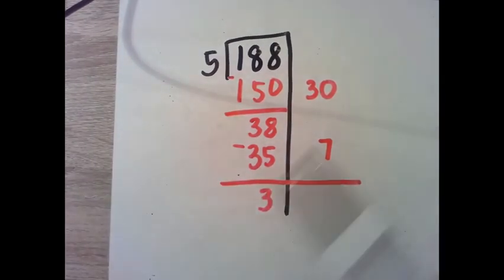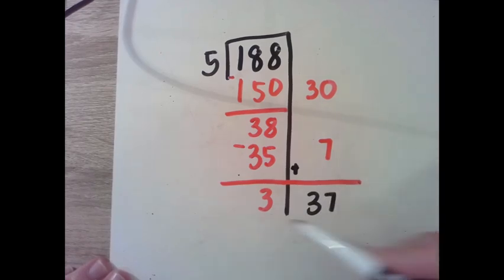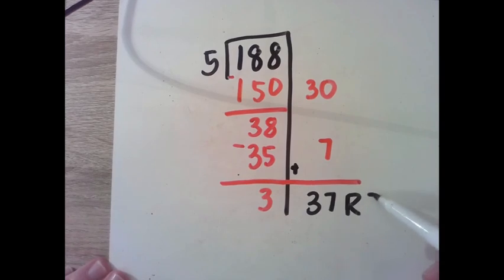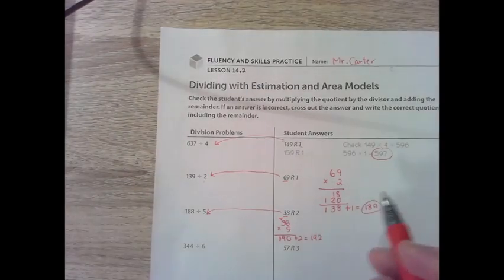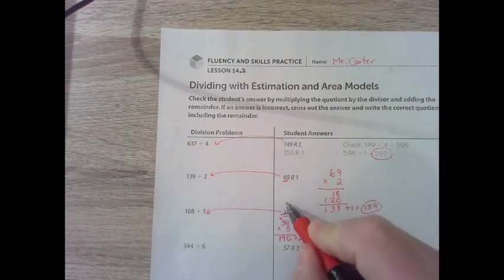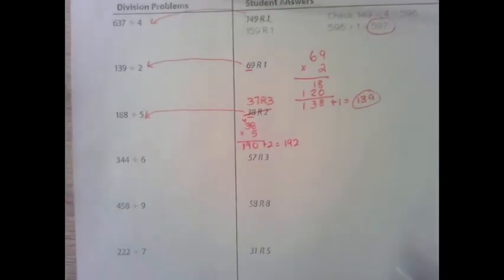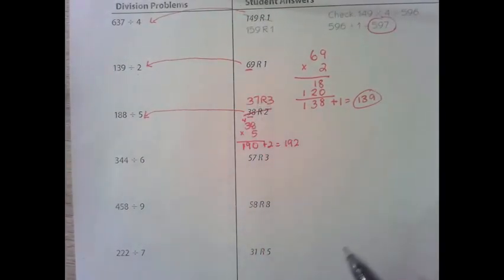So now we add up the numbers on the side. 30 plus 7 is 37, but now we have a remainder of 3. So 37 with a remainder of 3. I'm going to transfer that over to my paper. What we're supposed to do is take this, cross it out, and put the real answer. So the real answer is 37 with a remainder of 3. I'll zoom in to show you. Again, you're supposed to cross that out and put the real answer.